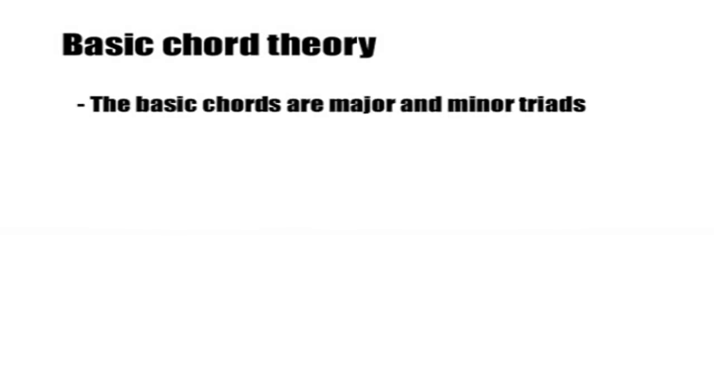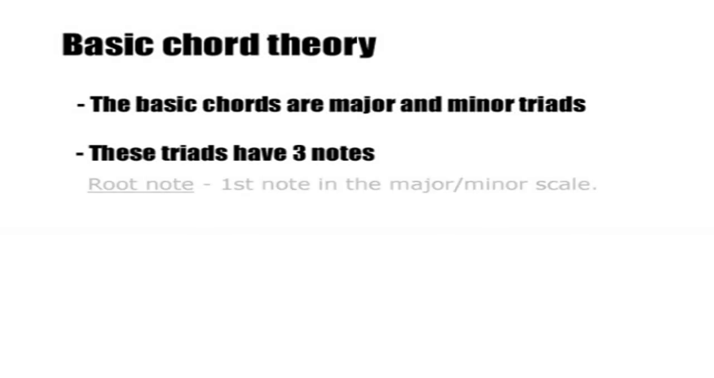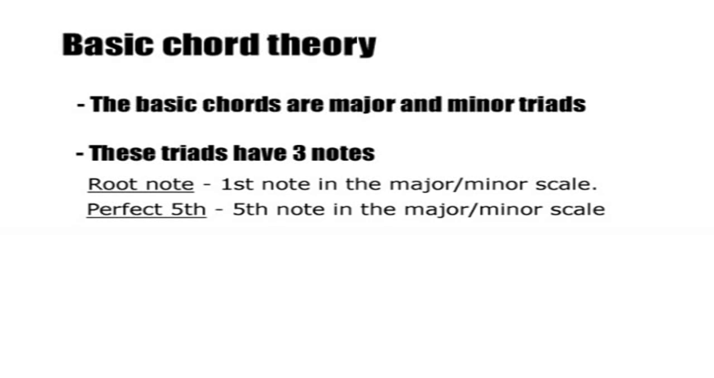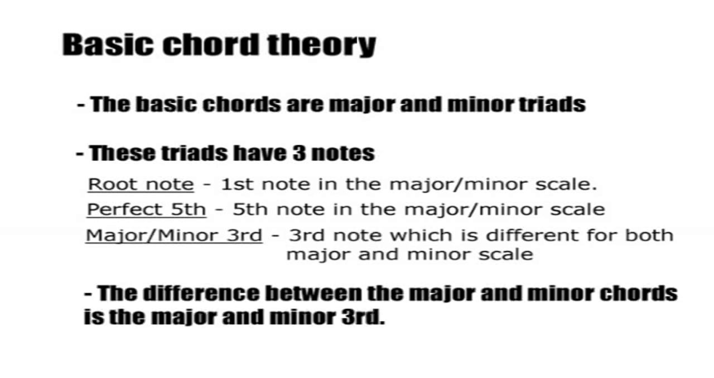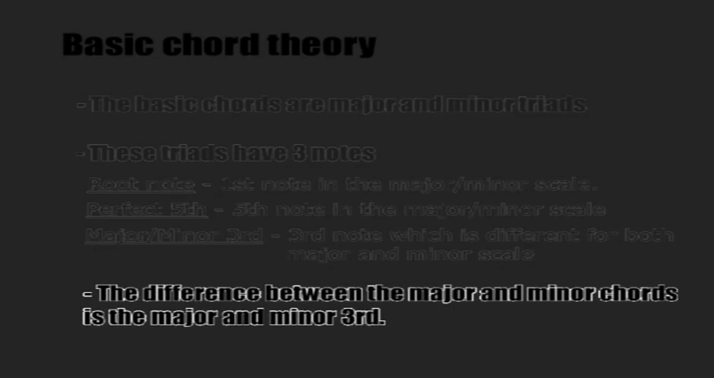The chords we're going to be looking at today are the major and minor triads. They each have three notes which correspond directly to notes on the major and the minor scale. The first note, the root note, is the first note in the scale, which is the same for both the major and the minor. The perfect fifth is the fifth note in the scale, which is the same for both the major and the minor. And the note that changes when you go from major to minor chord is the major and the minor third. The major third is the third note in the major scale, and the minor third is the third note in the minor scale, and they're both different.